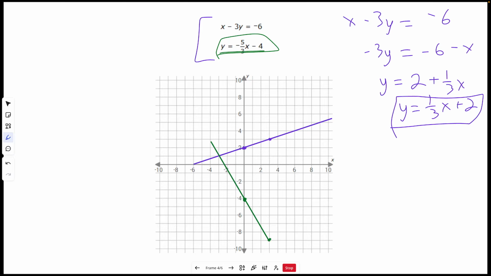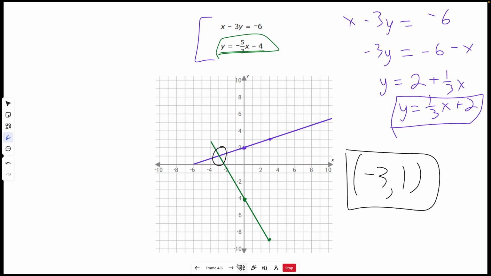Okay, here's our second line, and what we're looking for is where do these lines intersect, where do they hit each other? And so they're hitting each other right here, and what coordinate is that? That would be at negative 3, 1. And this is our solution. Where do the lines intersect?